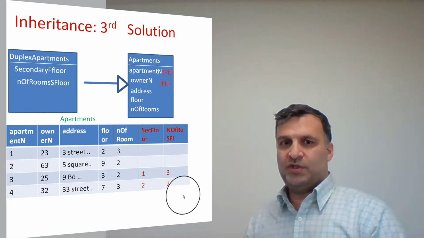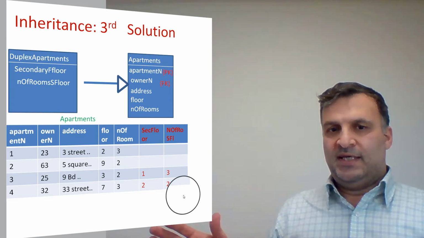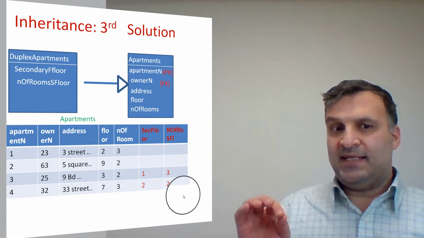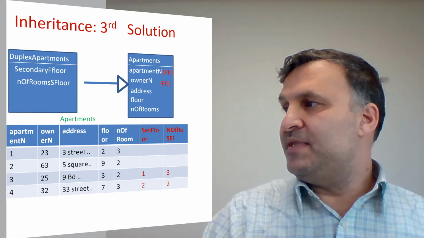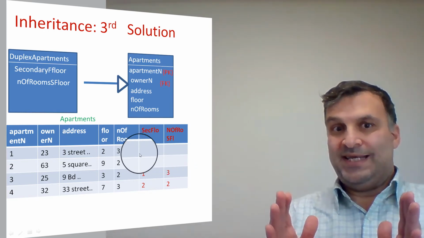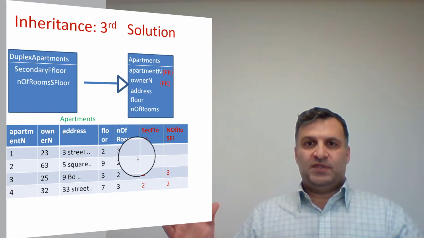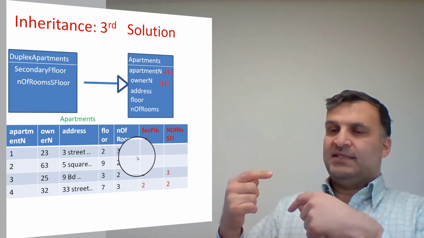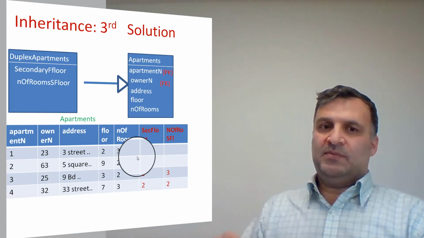The third solution is to create a huge table, but we accept that in this table we may have some empty fields. So we create a new table with all the attributes, and we put the apartments in this table. Also, we can put the duplex apartment.